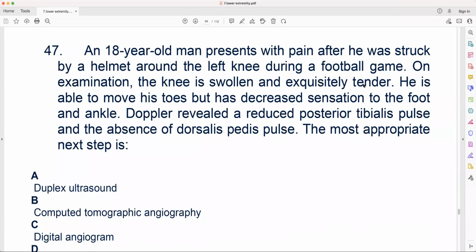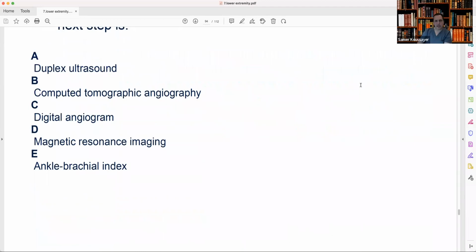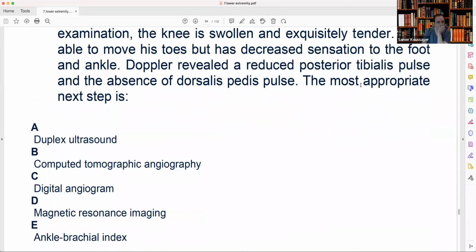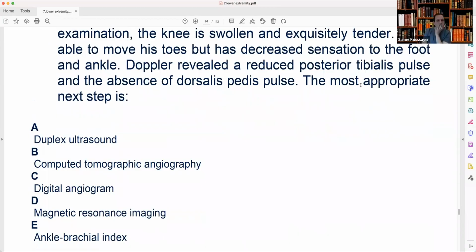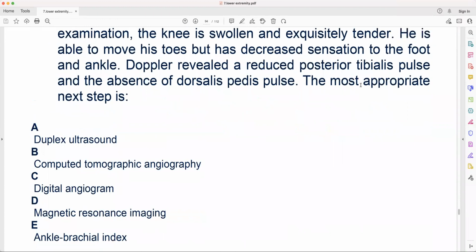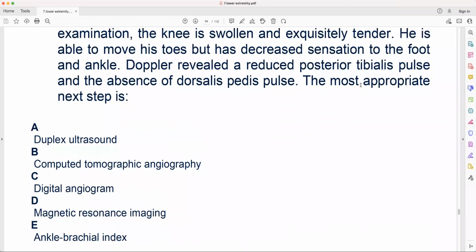CTA. Best, CT angiogram, correct. Why CT and not ultrasound? Let's go one by one. Ultrasound is operator dependent, and it may show us thrombosis or injury, and that's it. CTA will show if he has dissection, thrombosis or transection.